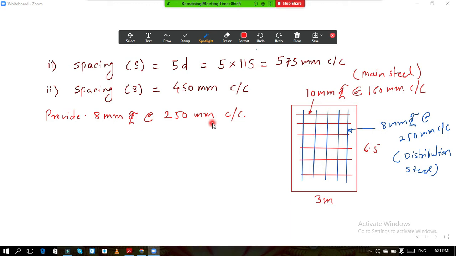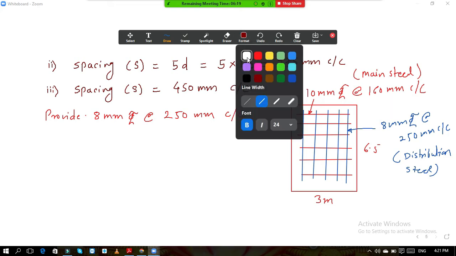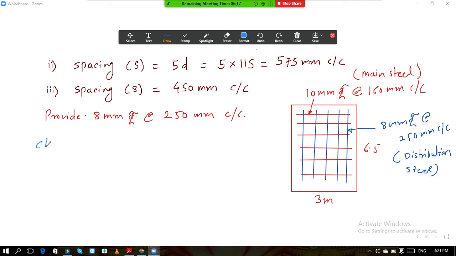This is the steel whatever you have calculated, but whatever you have designed, is it correct or not? To check that we need to take certain checks. Whatever we have done in the above calculations, is it able to sustain the bending moment, shear force, torsion? We need to check that. So we will take some checks. The first check is check for shear.